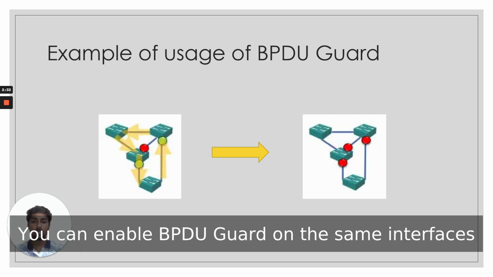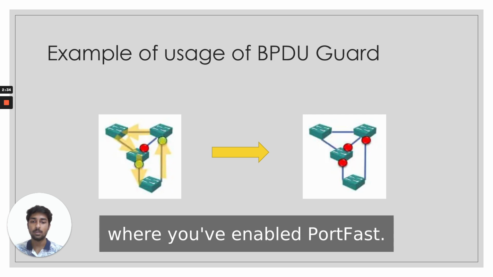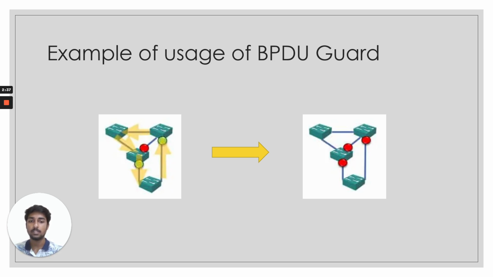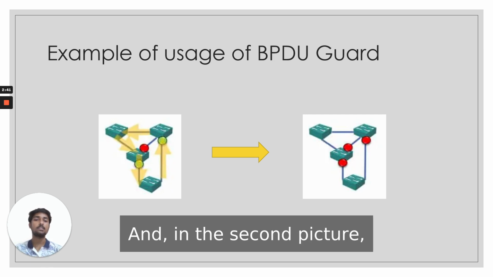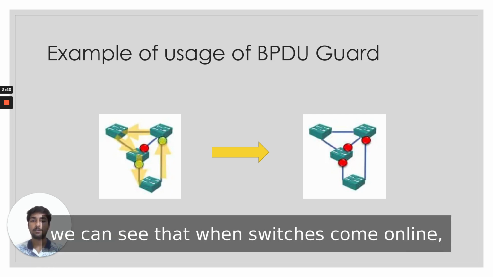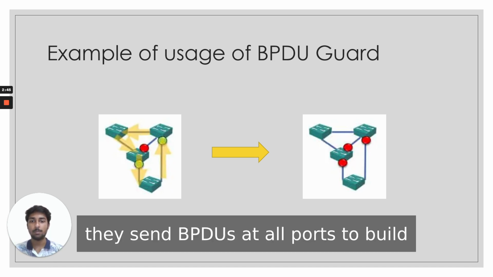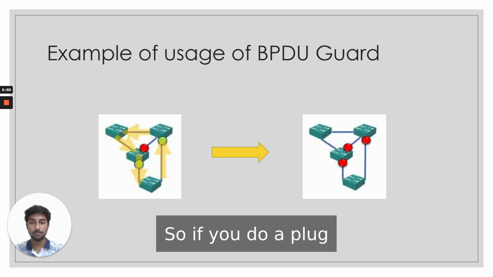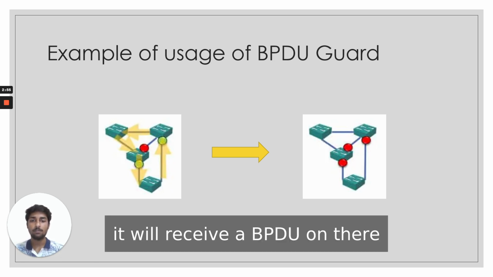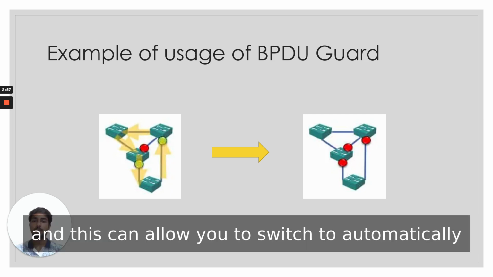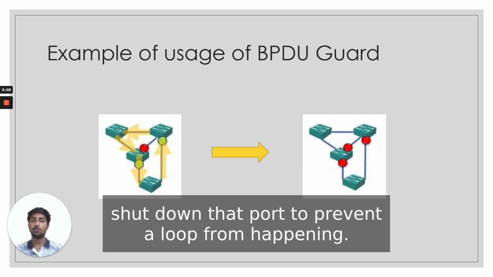You can enable BPDU guard on the same interfaces where you enabled port fast. Then if a BPDU is received, the port will be shut down. And in the second picture, we can see that when switches come online, they send BPDUs at all ports to build the spanning tree. So if you plug a switch into a port, it will receive a BPDU there, and this can allow the switch to automatically shut down that port to prevent a loop from happening.